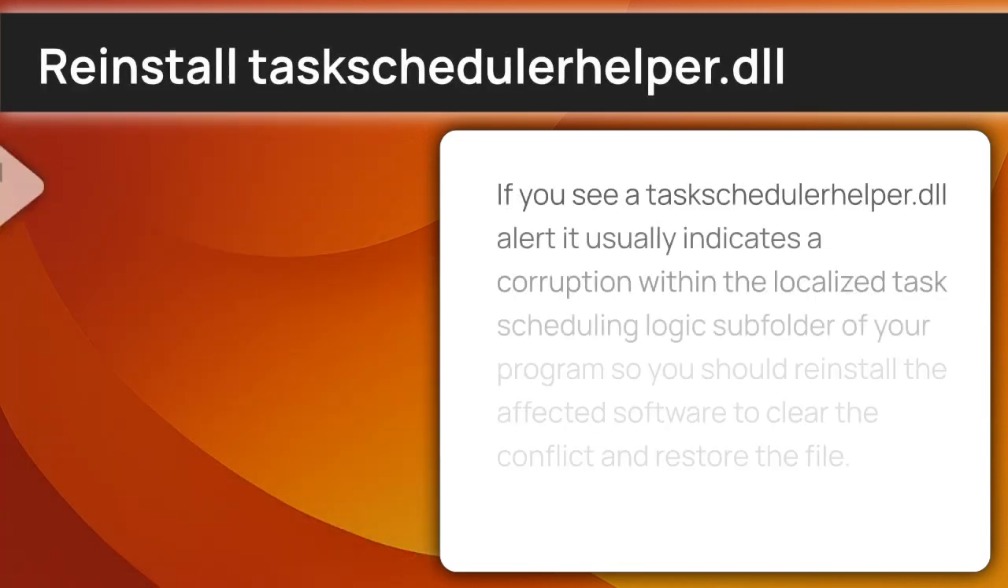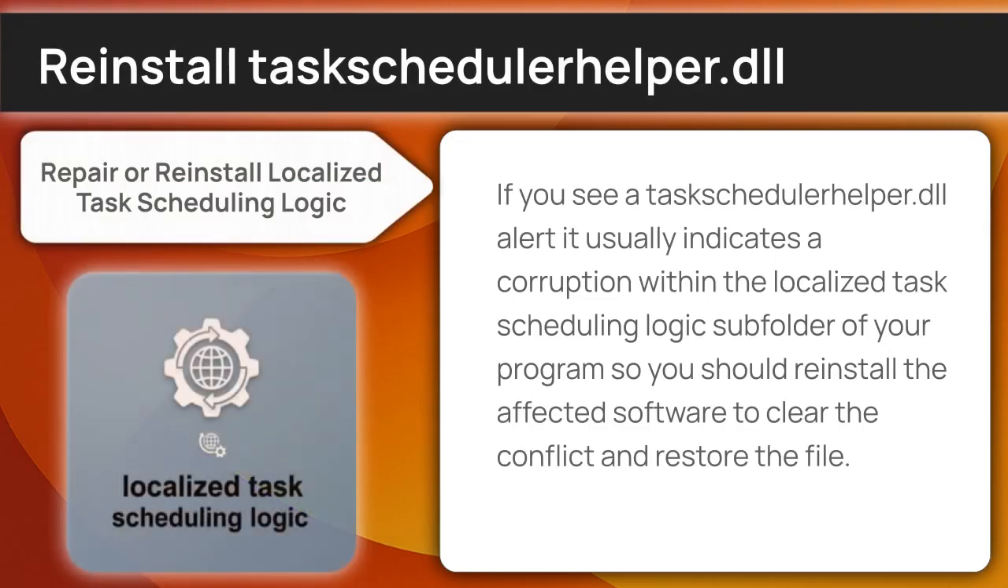If you see a Taskschedulerhelper DLL alert, it usually indicates a corruption within the localized task scheduling logic subfolder of your program, so you should reinstall the affected software to clear the conflict and restore the file.